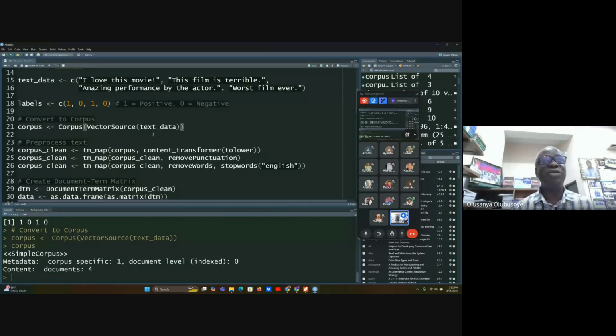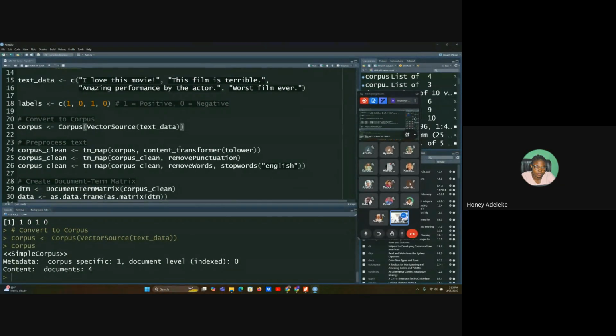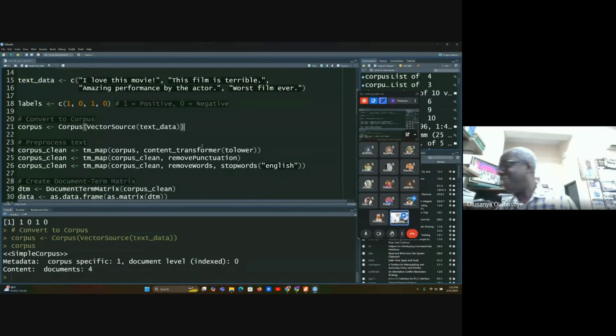No, you don't have to label manually. I only want to make the process clear to you. There are different sentiment dictionaries. Honey, do you want to explain to them that concept? Honey, are you there? Do you understand his question?